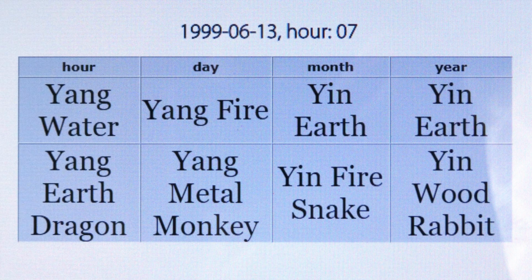In Feng Shui, a person interacts with space, so different 八字 charts can bring different results for Feng Shui. So what is 八字? It's like Western astrology. It's calculated according to your birth day, year, and hour.